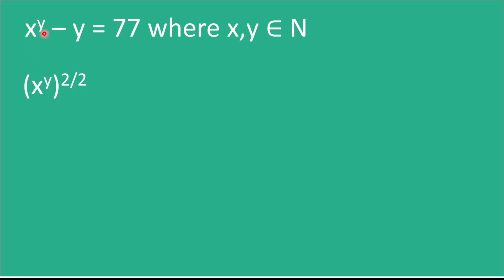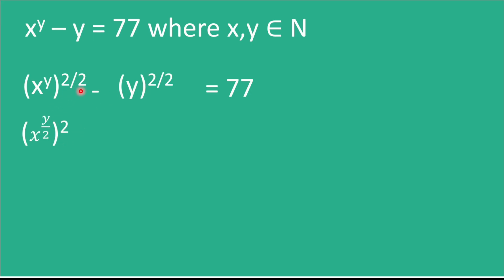We can write this x^y as (x^(y/2))^2 minus (y^(1/2))^2 equals 77. Now in the next step, let's bring the denominator inside the parenthesis, and we will carry out the same operation over here. So let's tag this step.